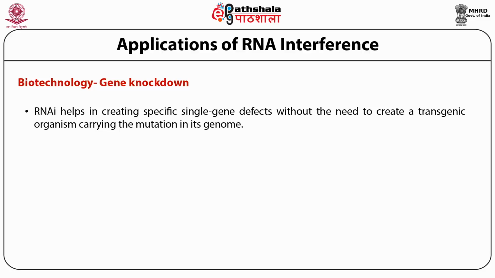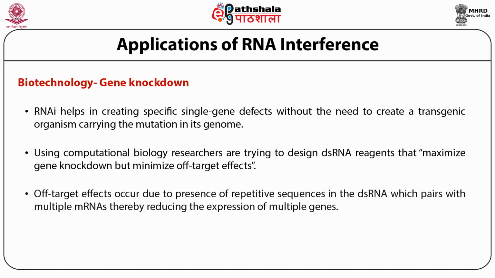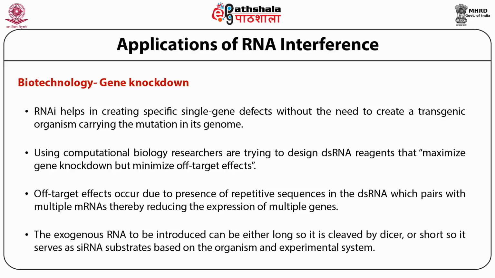Researchers using computational biology are trying to design double-stranded RNA reagents that can maximize gene knockdown but minimize off-target effects. These off-target effects arise due to the presence of repetitive sequences in the double-stranded RNA, which pairs with multiple mRNAs having sequence similarity, which leads to reduction in the expression of multiple genes. The exogenous RNA to be introduced can either be long, so it can be cleaved by the enzyme dicer, or it can be short, so it serves like an siRNA substrate, based on the organism and the experimental design.